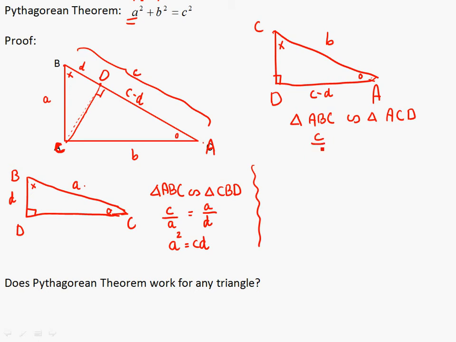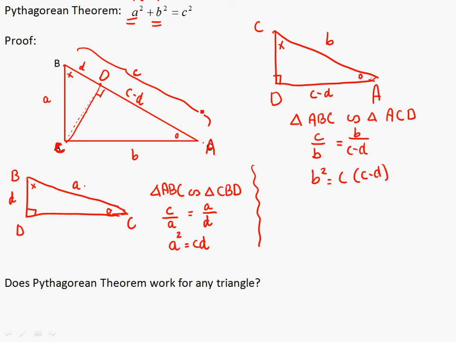So side C divided by side B in the original triangle is the same as the hypotenuse here, which is B, and then the basis, which is C minus D. So now I can write then that B squared is C times C minus D. So I can write this cross product. Okay, so now I have an expression for B squared.